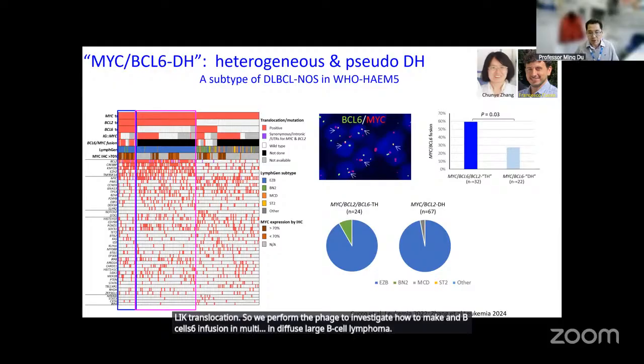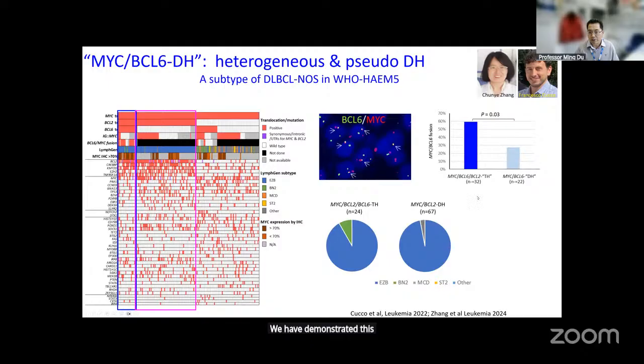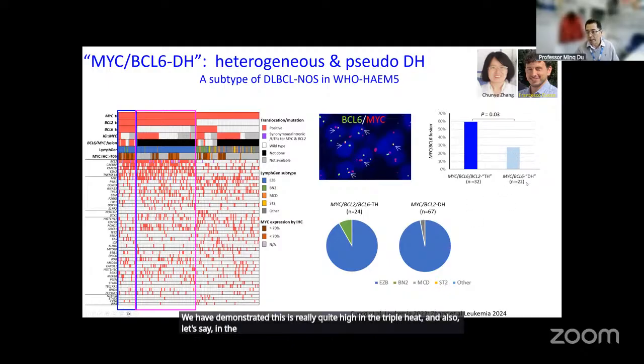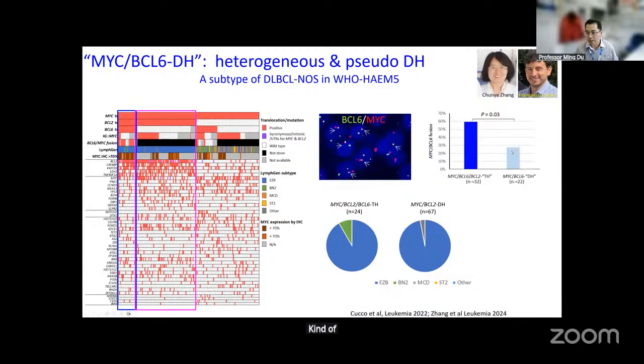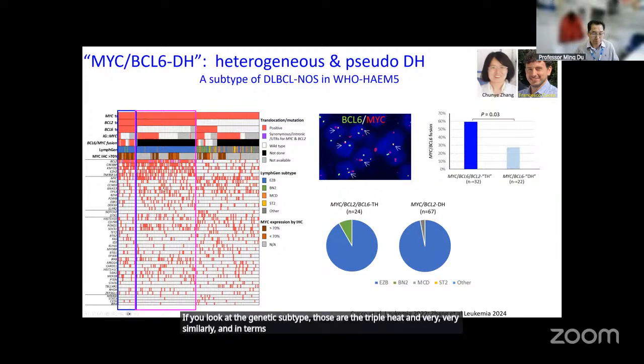We have demonstrated this is really quite high in the triple hit, and also, let's say, in the MYC and BCL6 double hit cases, we detect this in 29% of them, due to the direct MYC and BCL6 fusion. If you look at the genetic subtype, those are the triple hit, and very similar in terms of mutation profile and genetic subtype to the MYC and BCL2 double hit.